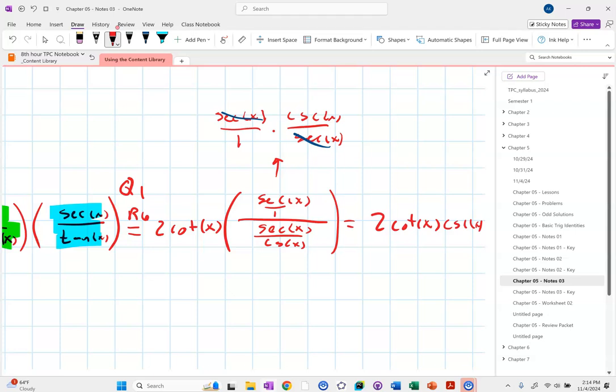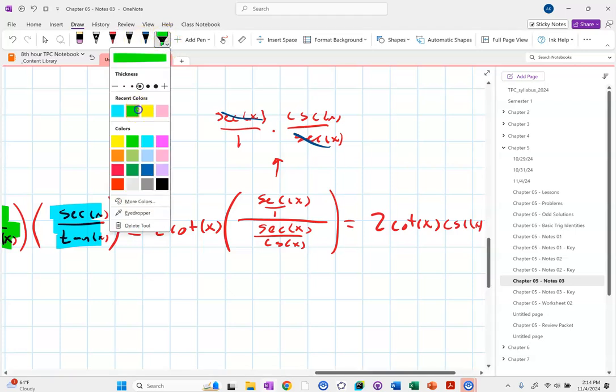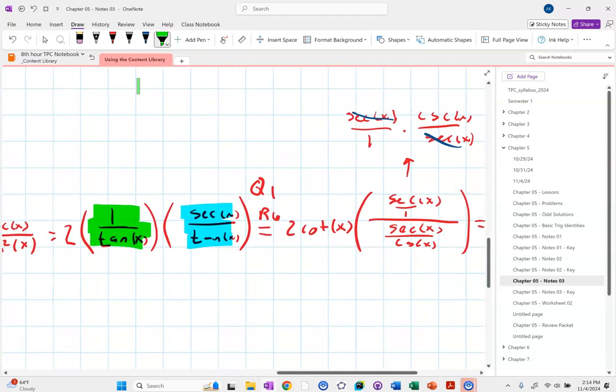Colbs, where'd you get the cotangent from? The 1 over tangent on the previous step. R6 makes that cotangent. Oh. Is that cool?